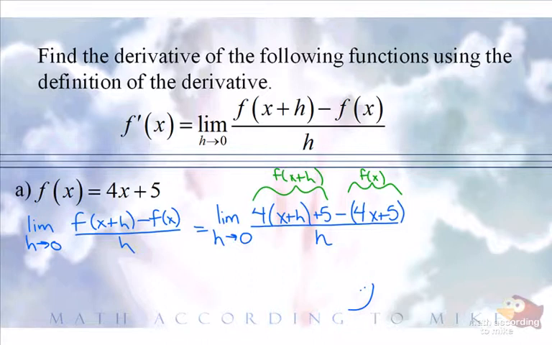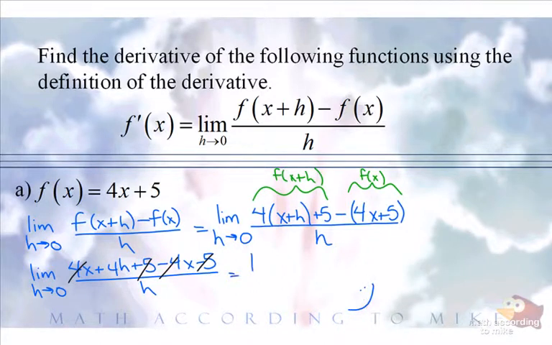We'll distribute the 4 and the negative 1. Is that okay? So we'll have 4x plus 4h plus 5 minus 4x minus 5, all over h. What cancels? 4x minus 4x, and 5 minus 5 is 0. Very good. What are you left with in the numerator?